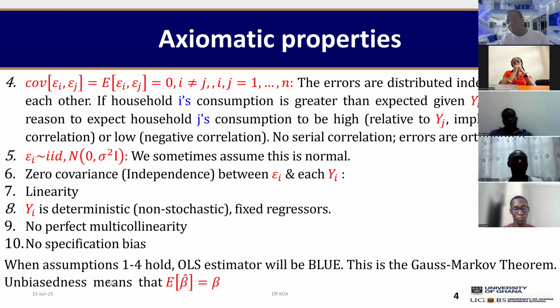So we call that unbiasedness. Unbiasedness is where the expected value of the beta cap equals beta. What is beta? Beta is the population parameter. But the population is big. You cannot mimic the population. The population is unknown.